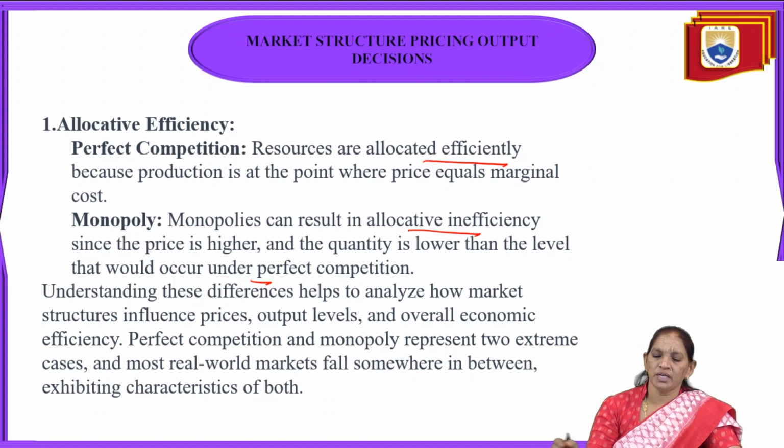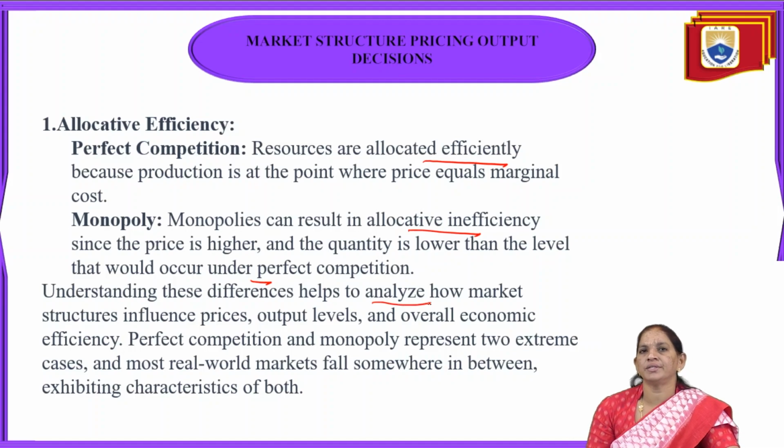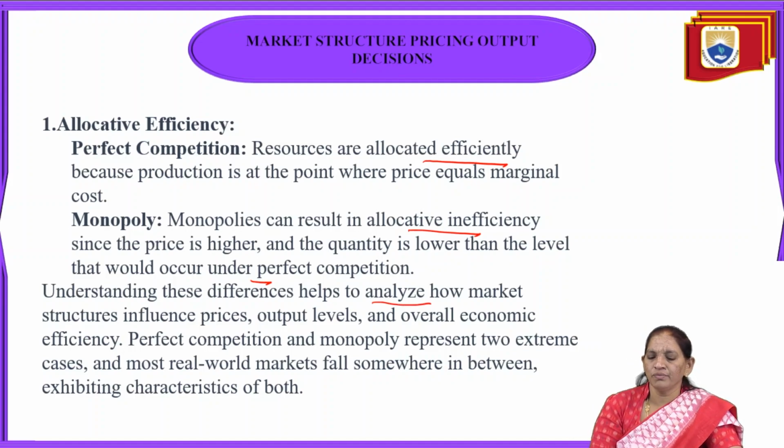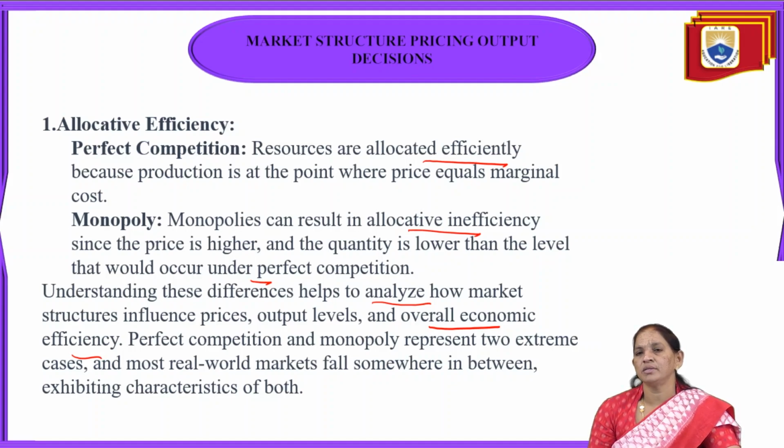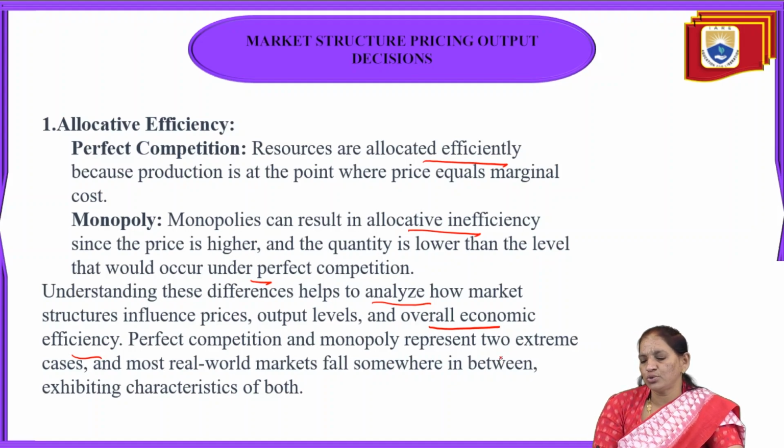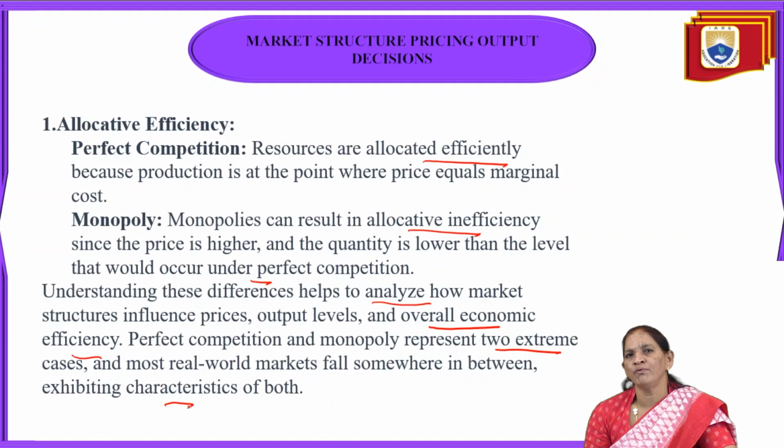In this way we can understand and analyze the differences in price, output levels and overall economic efficiency. Perfect competition and monopoly represent two opposite or extreme situations of a case. In the real world, we can see more types of differences exhibiting the characteristics of both.